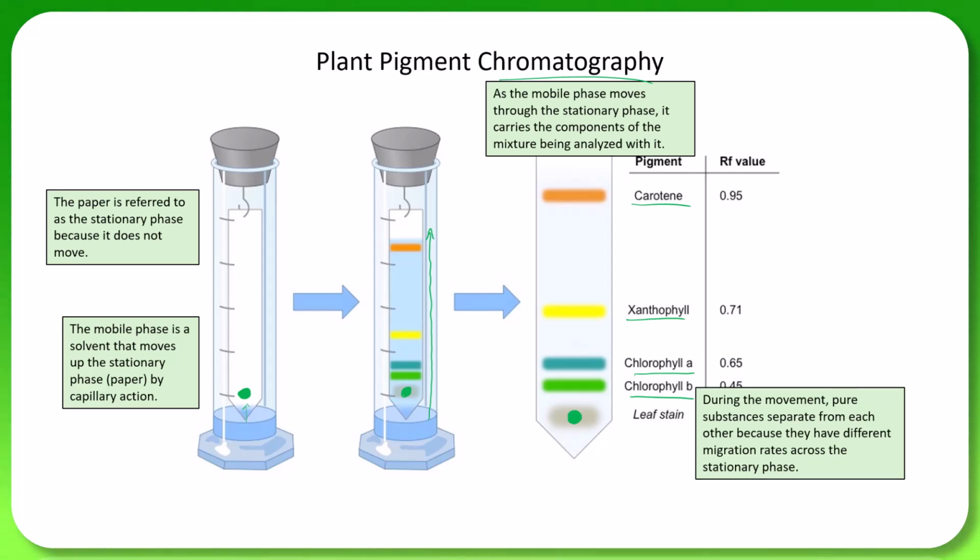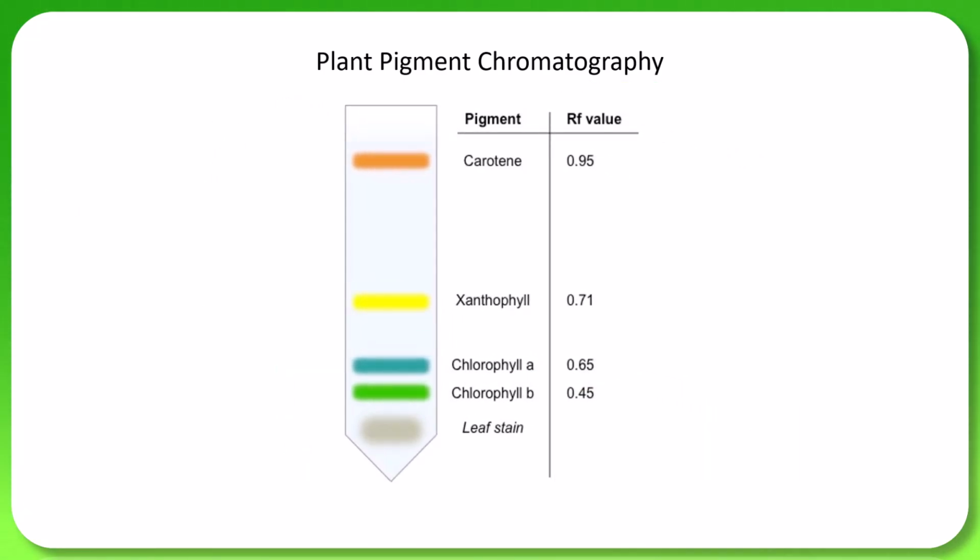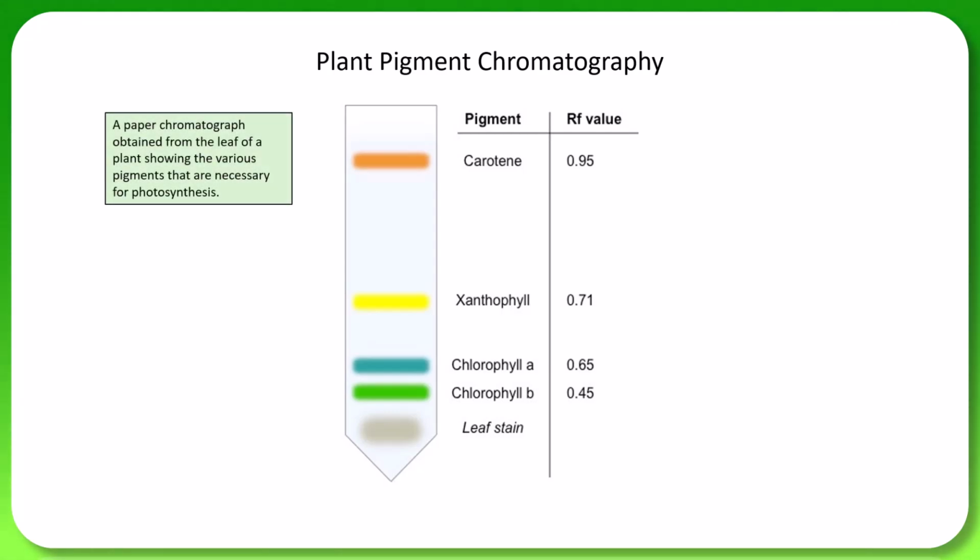During the movement, pure substances separate from each other because they have different migration rates across the stationary phase, and those migration rates, or RF values, are going to differ based on the molecular weight and the molecular size of the particular pigments. So, a paper chromatograph, which is the actual paper, the chromatograph is the product of the technique, which is chromatography. This paper chromatograph obtained from a leaf of a plant shows the various pigments that are necessary for photosynthesis. Again, the pigments would be the carotene or the carotenoids, the xanthophylls, the chlorophyll A, and the chlorophyll B. All 4 of those pigments are present in the leaf extract.